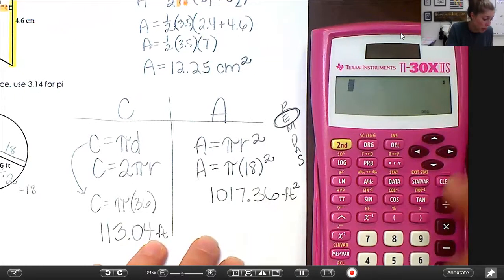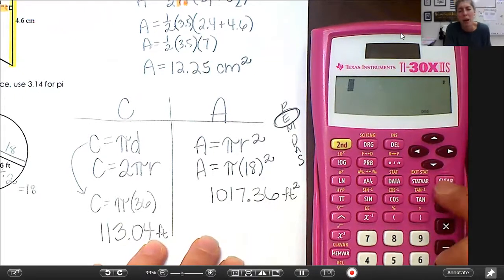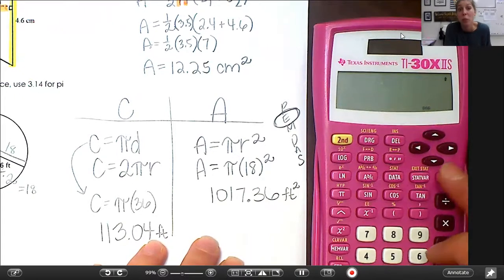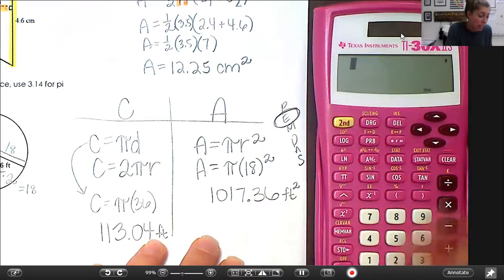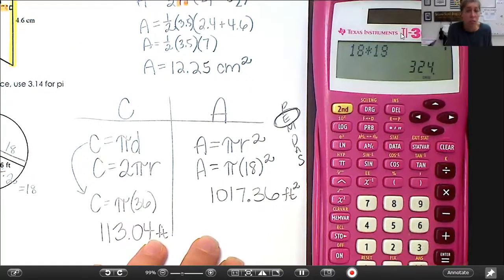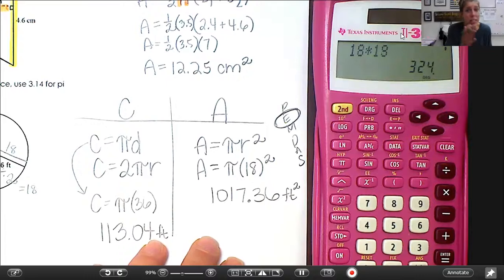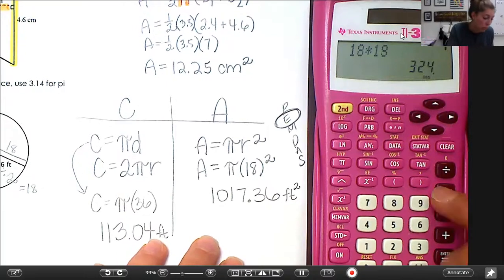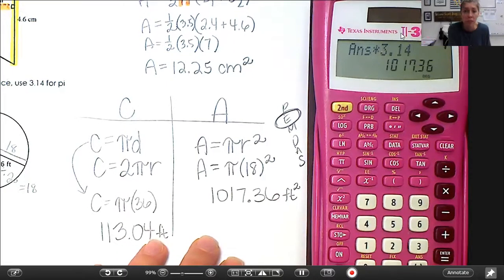Now let's say you don't have the squared button. If you don't have that, it's the same as doing the number times itself. Okay, so worst case scenario, 18 times 18 times 3.14, and you'll get that same answer. Okay.